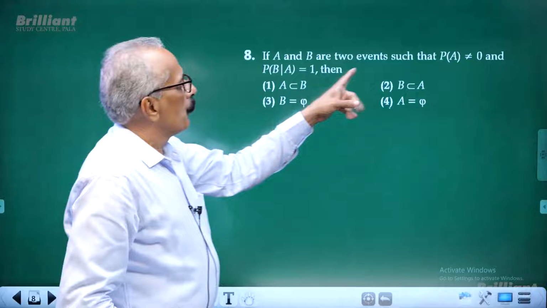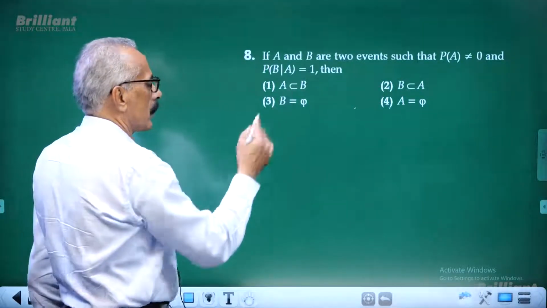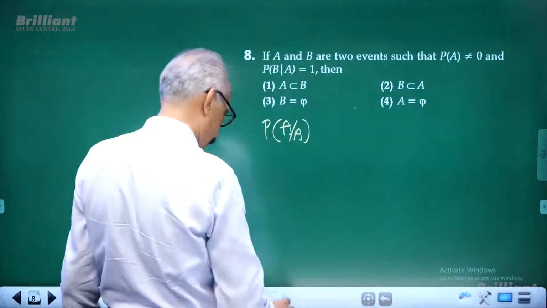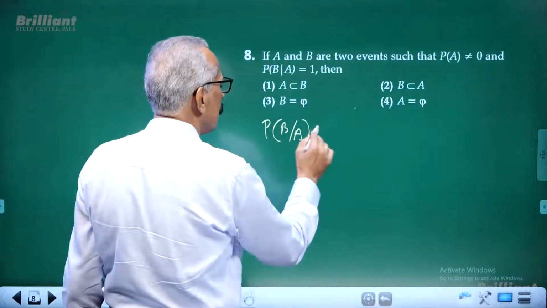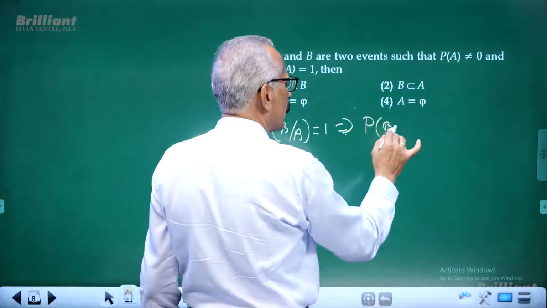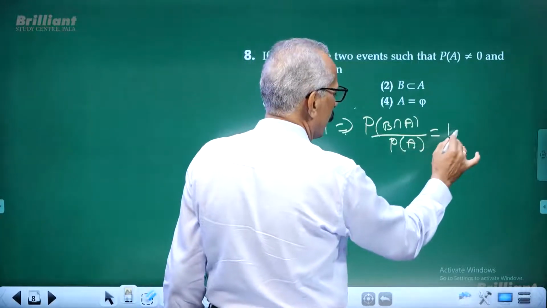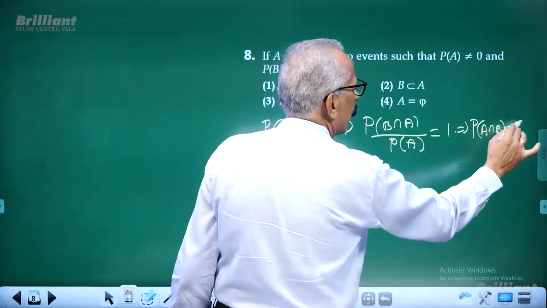A and B are two events such that P(A) is not equal to 0. Probability of B given A is equal to 1. What's the formula for probability of B given A? Probability of B intersection A divided by probability of A is equal to 1. What does it mean? Probability of A intersection B is equal to probability of A.